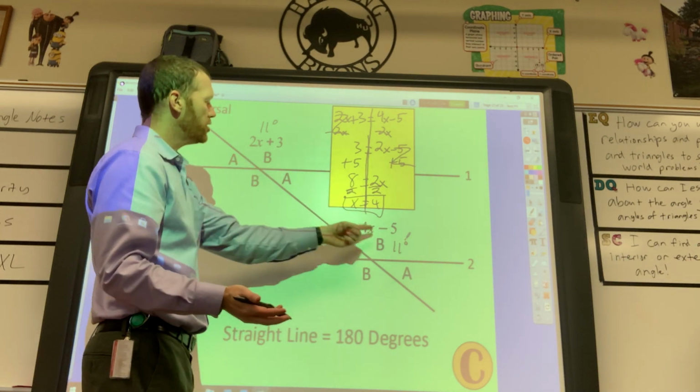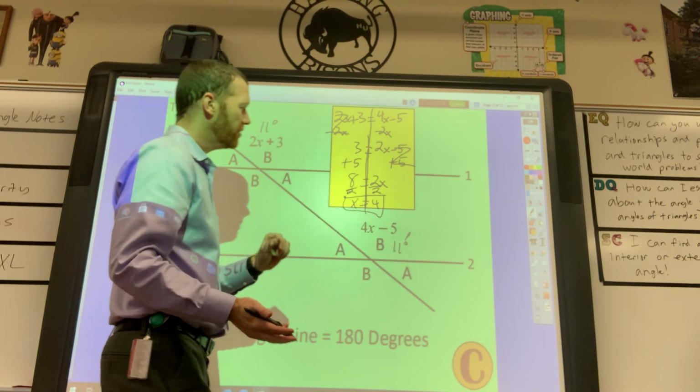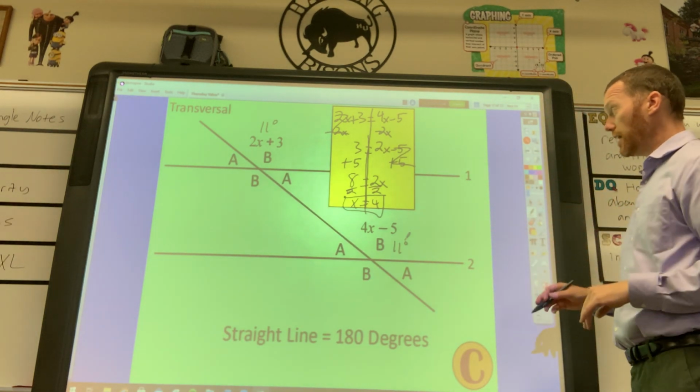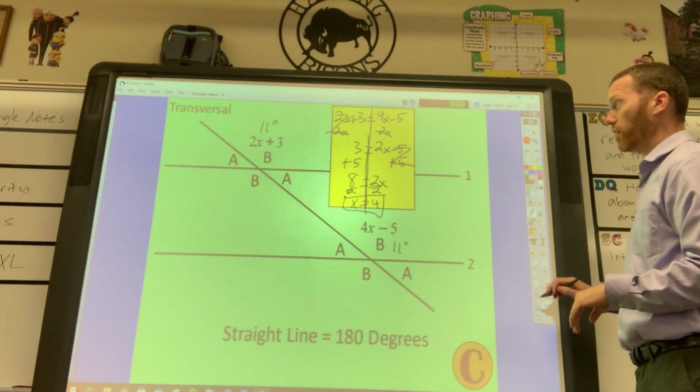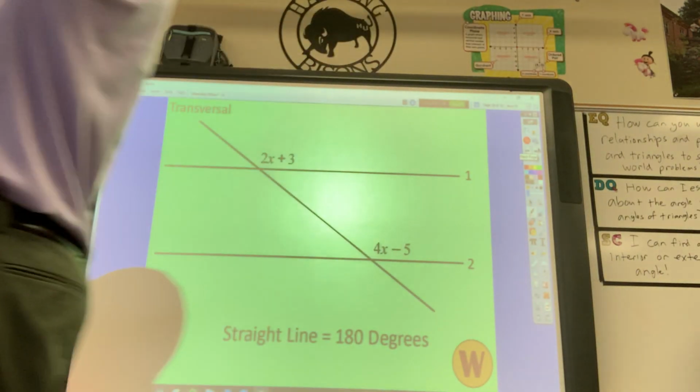So if you run into these guys, variables in the transversal, then label everything A, B, A, B, A, B, A, B, A, B, and you will find a way to get it worked out. Ms. Walton, show them how to do it.